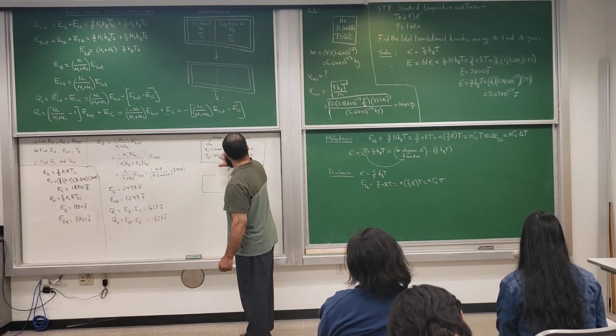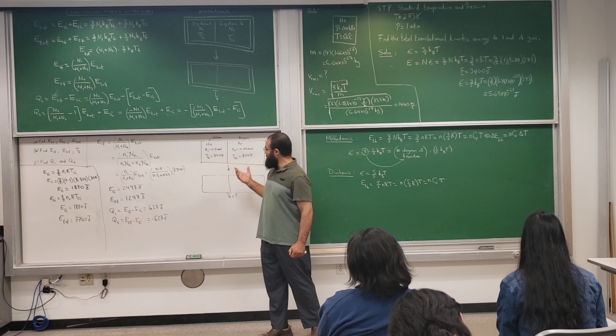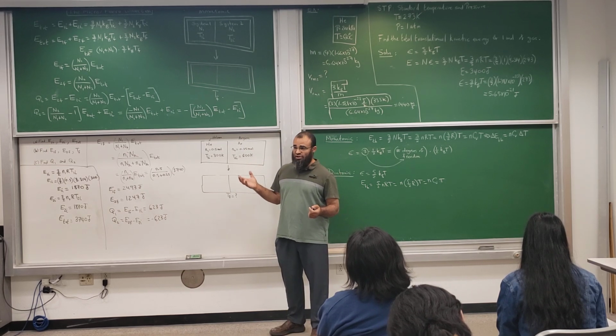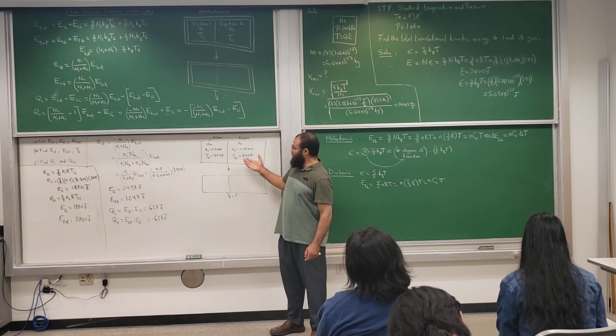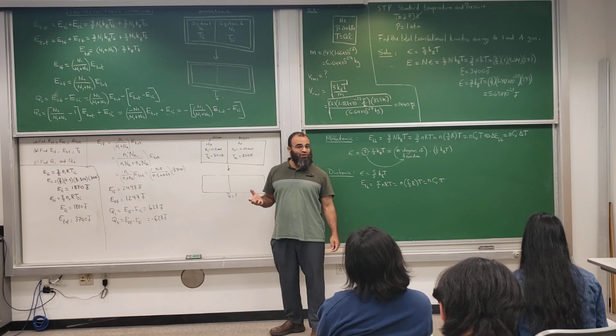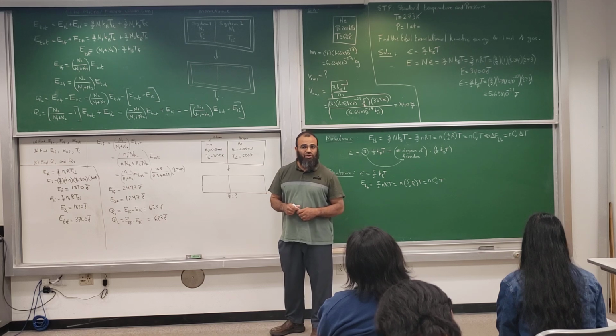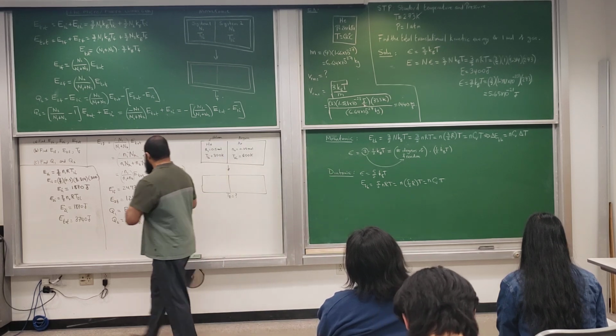What's the final temperature? It's going to be somewhere between 300 and 600. As you're doing problems, you should see if it makes sense. If you get, let's say, the final temperature to be 700, you know that something went wrong. Probably you plugged in something incorrect.